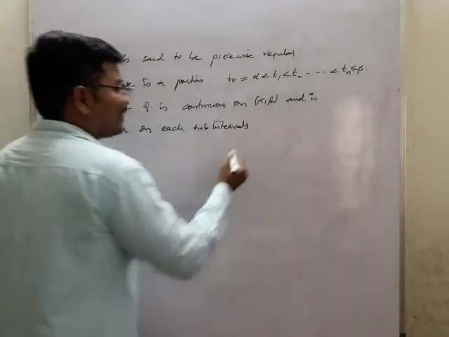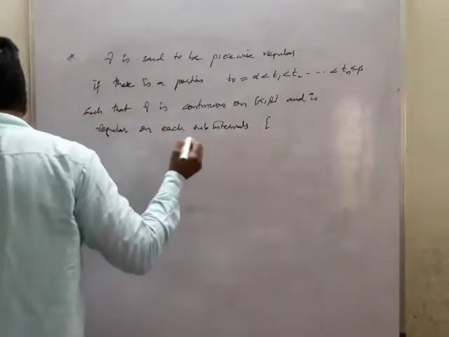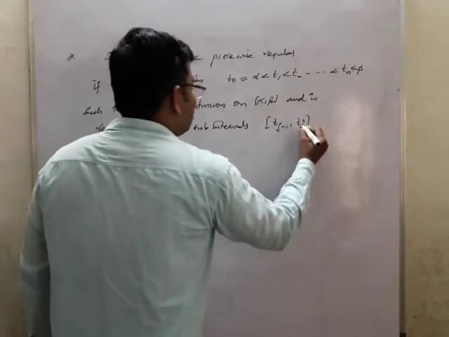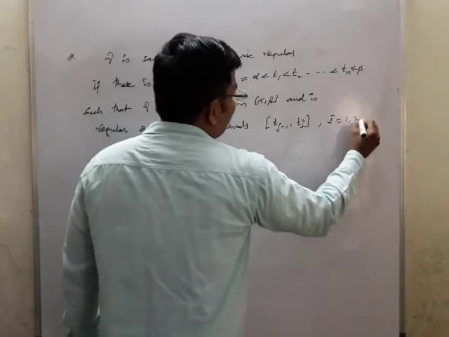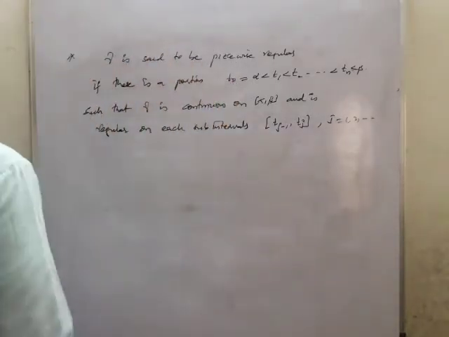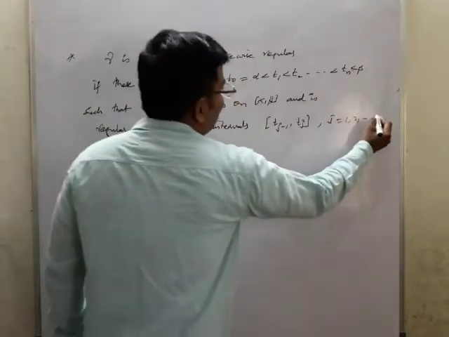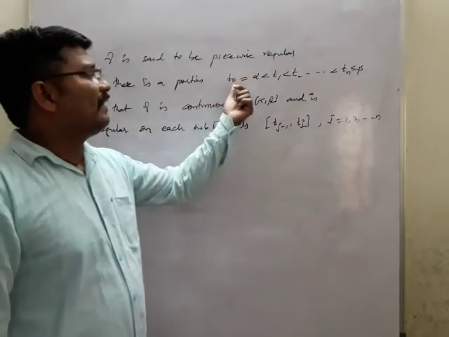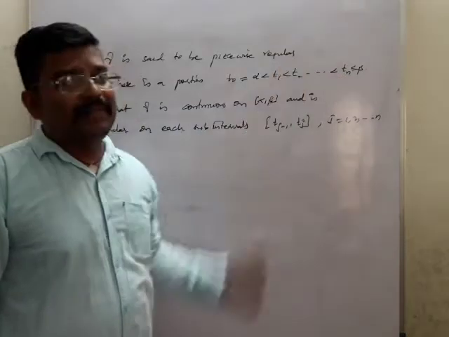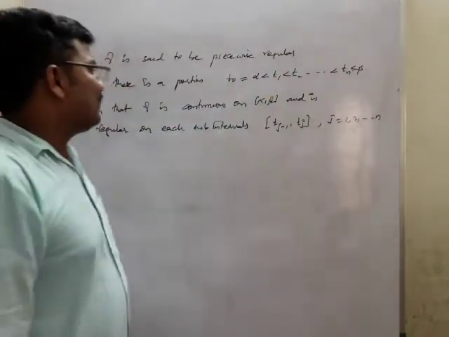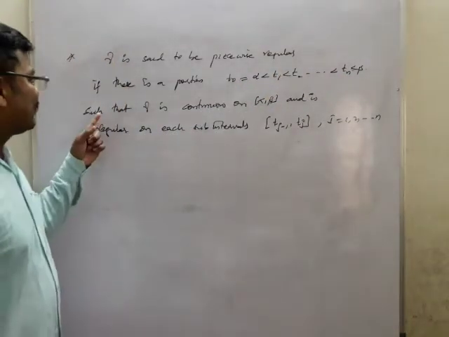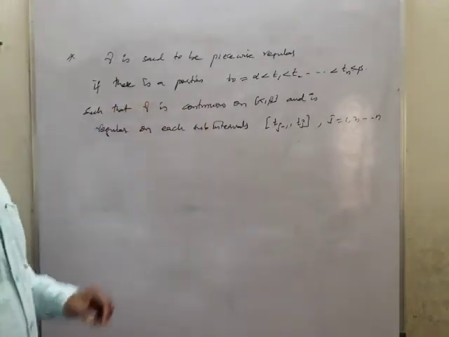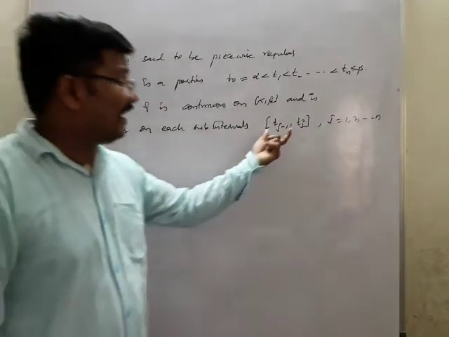It is regular on each subinterval. Let us take the subintervals in the form of [t_{j-1}, t_j], where j equals 1, 2 and so on. So it is piecewise regular, and there exists a partition between t naught to some beta, the alpha and the beta, such that gamma is continuous and it is regular, meaning it is differentiable on each and every interval.